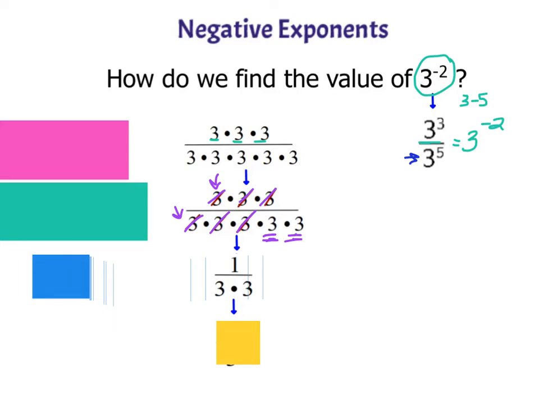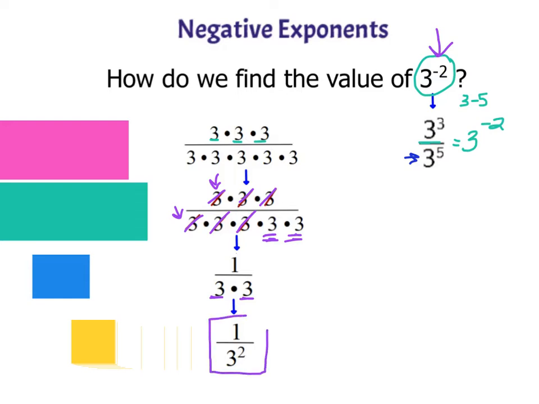Well, how can I simplify my denominator 3 times 3? Any number multiplied by itself can be expressed with an exponent. So I get 1 over 3 to the second, because 3 to the second is 3 times 3. So 3 to the negative second power, when I walk through that and work through, gives me 1 over 3 to the second. Well, what do you notice about my original expression of 3 to the negative second, and my simplified answer once I worked that out?